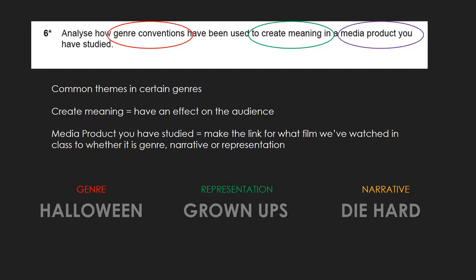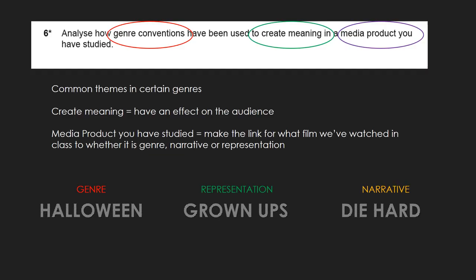So what we've looked at so far is genre. This is a question about genre conventions. So analyse how genre conventions have been used to create meaning in a media product you've studied. If you break the question down, it makes it much easier. So you've got common themes in certain genres, and create meaning is the effect that it has on the audience. Media product you've studied is, think about what we actually looked at in class.